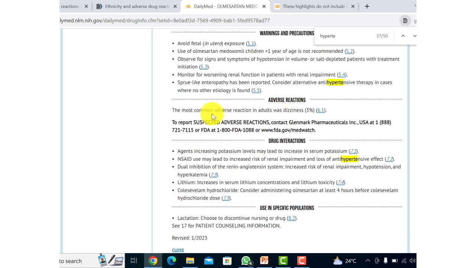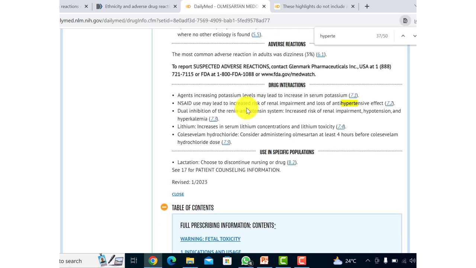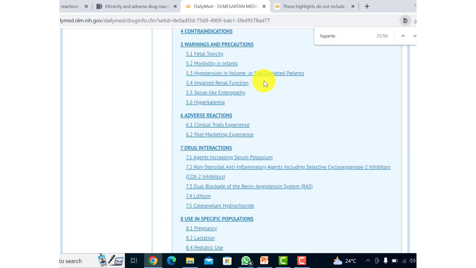Then adverse reactions: the most common adverse reaction in adults was dizziness. This is coming again in the 6.1 section in detail. Another example: if any adverse reaction is mentioned in the drug interaction section, and your event occurred due to drug interaction, then only you have to check this section. If it is available in this section and in your case there is no drug interaction, then you can definitely consider that event as listed in the general scenario.